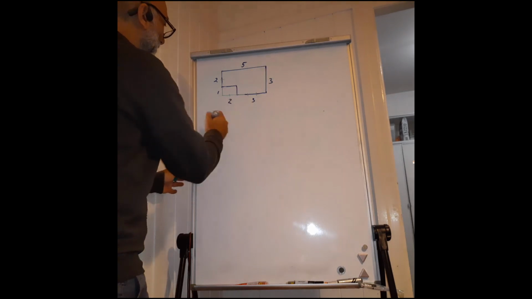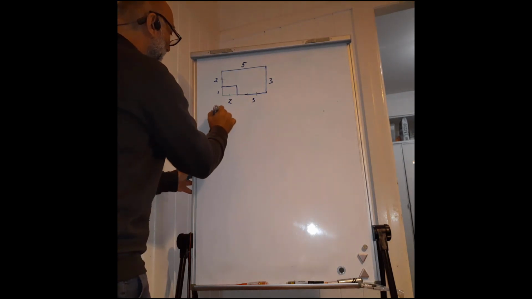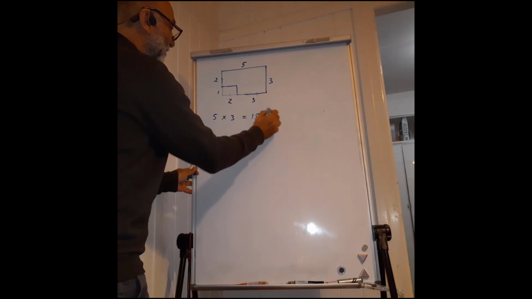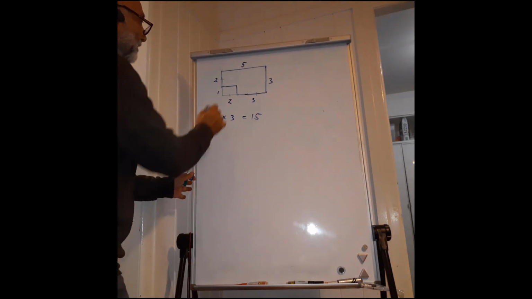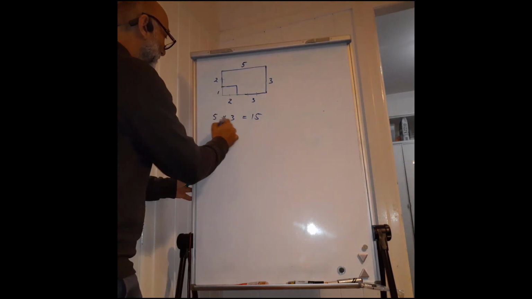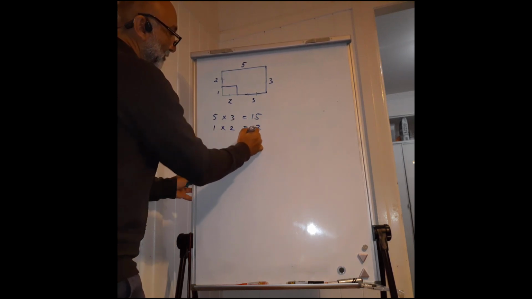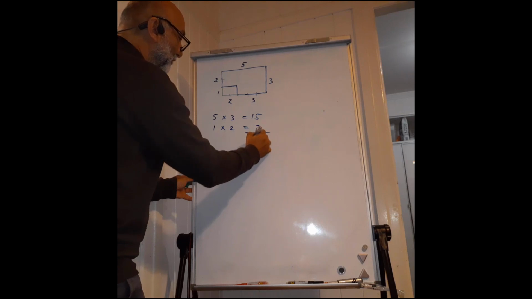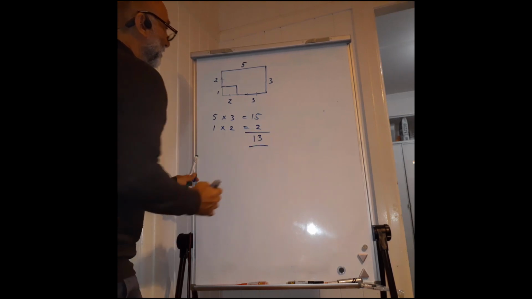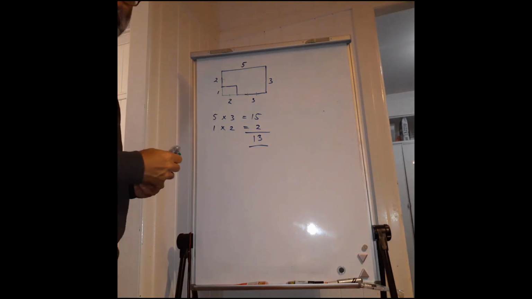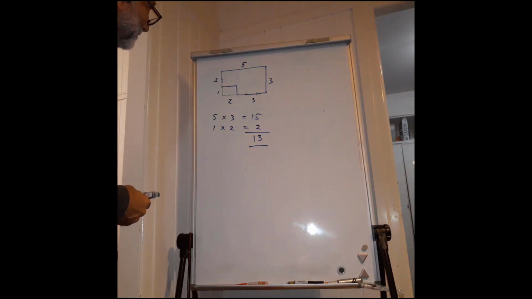We're going to take the total area, which is 5 times 3 equals 15. And then the area of the little rectangle, which is 1 times 2 equals 2. And then we'll just subtract 2 from 15, and that gives us 13. 13 is the area of that irregular shape. I like that method. It works really well.